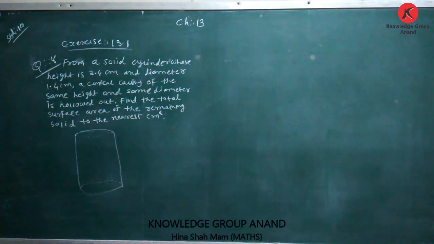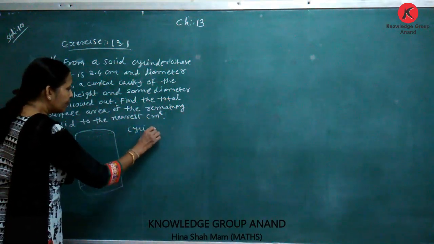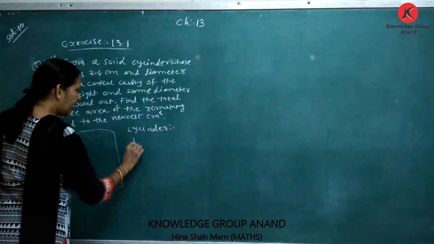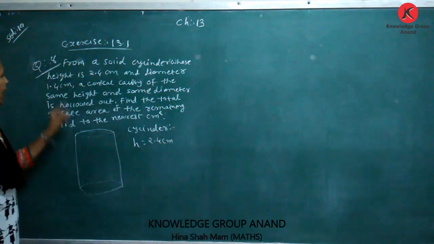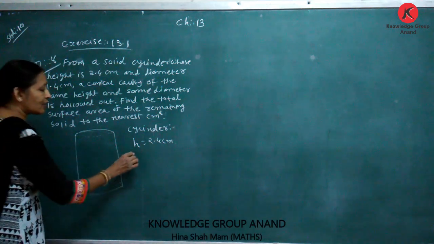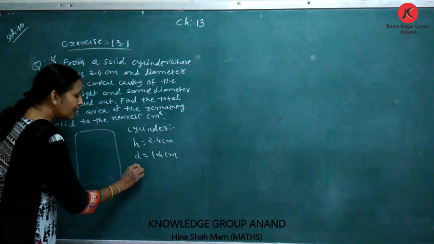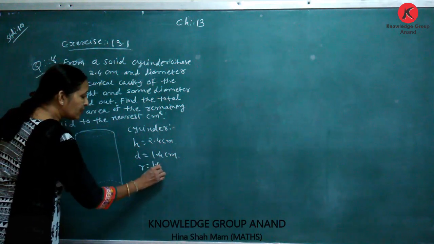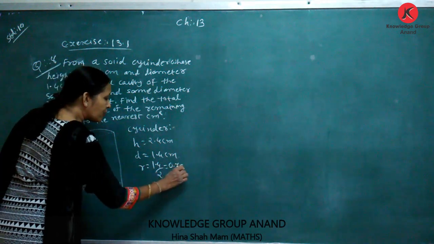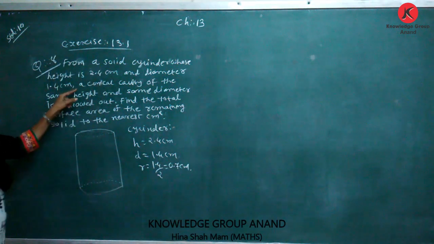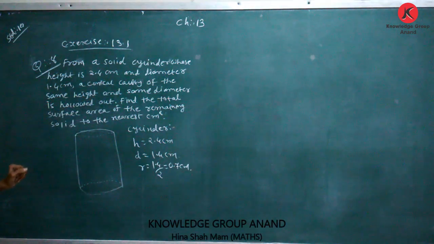A cylinder whose height is 2.4 centimeter. For the cylinder, height is equal to 2.4 centimeter and diameter is equal to 1.4 centimeter. Therefore, radius is equal to 1.4 divided by 2, which equals 0.7. A conical cavity of the same height and same diameter.